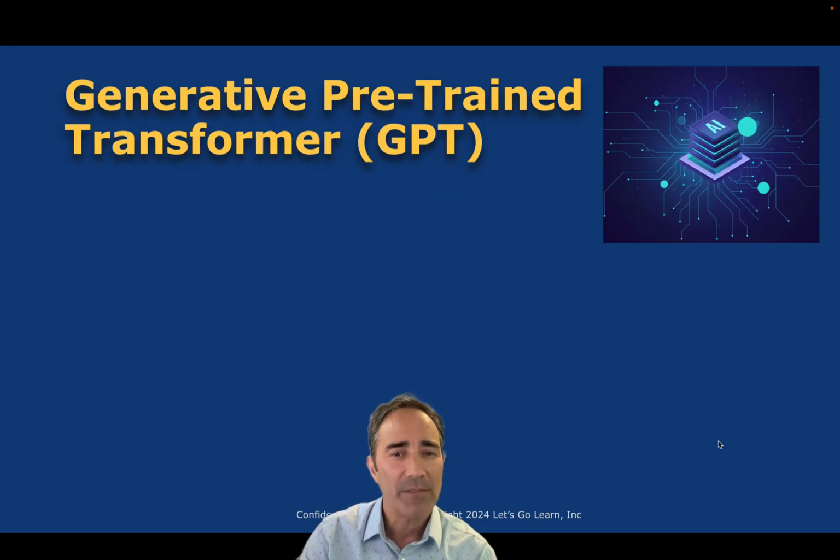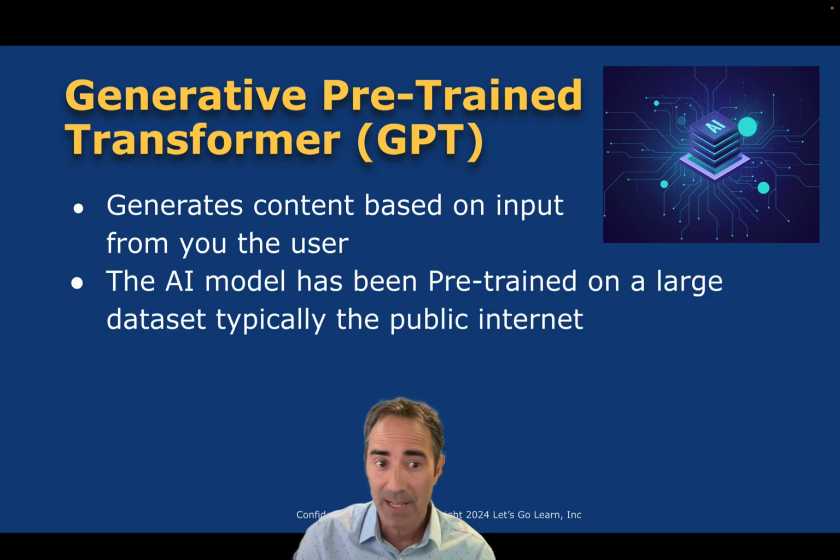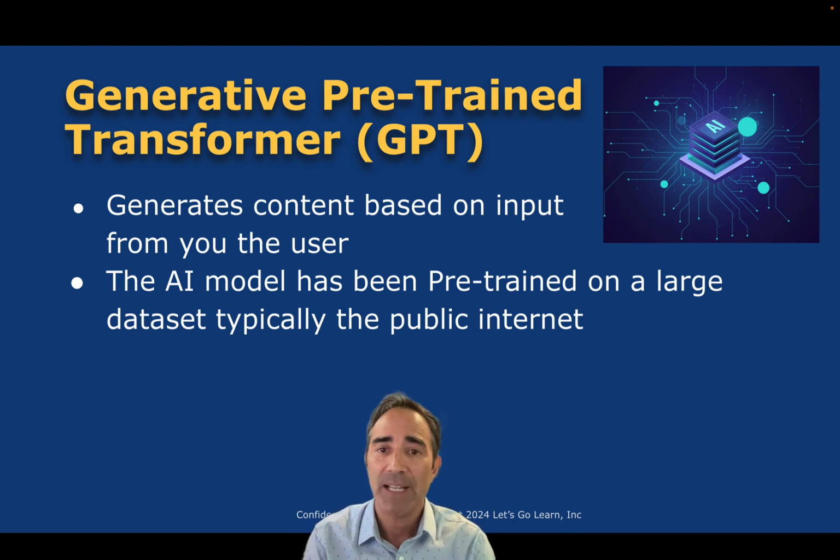The first part of AI is GPT. What is generative pre-trained transformer? What does that mean? Okay. So first of all, the generative means it generates content based on input from the user. The second part is that an AI is pre-trained based on all the information on the public internet, right?